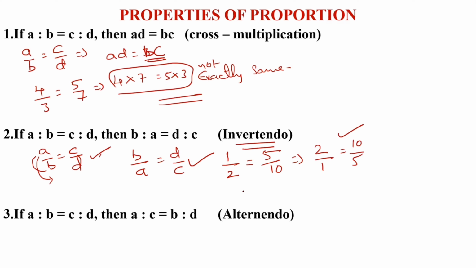This is equal. Next, if A is to B is equal to C is to D, then A is to C is equal to B is to D. This is alternando. Means if A by B is equal to C by D, then this C will become consequent of the first ratio. So A by C is equal to B by D. This will interchange.